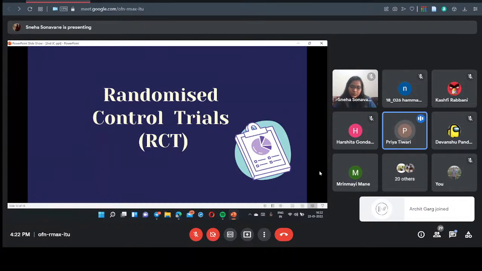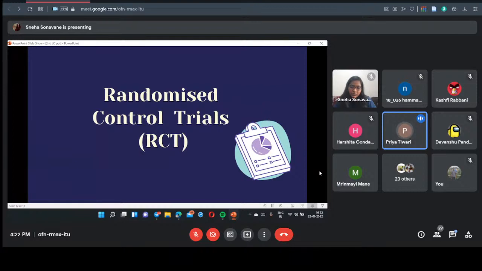Now let us learn what RCTs, that is randomized controlled trials, are all about. The randomized control trial is one of the papers we have chosen to present to you in the presentation part. Hence it is important to have a basic idea of what an RCT is all about. Next slide.